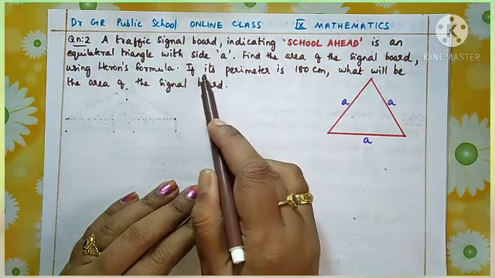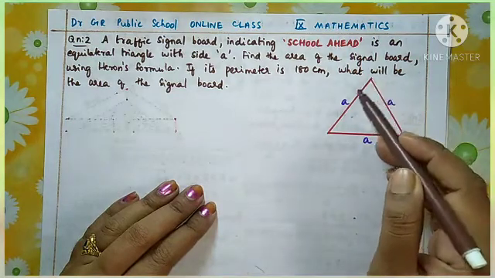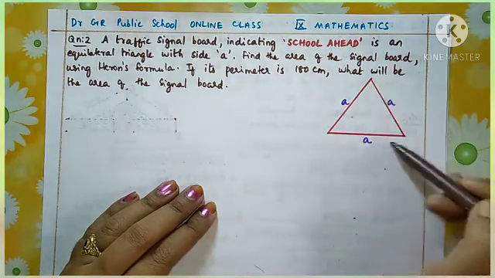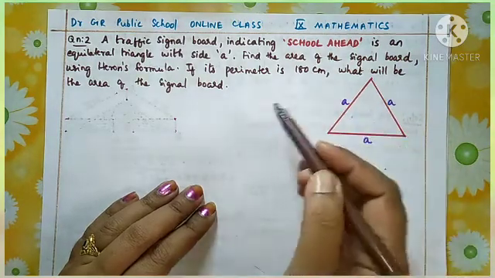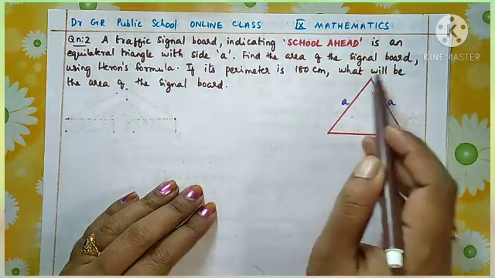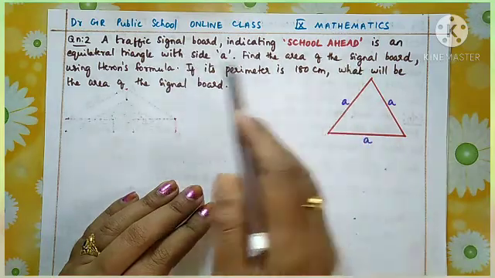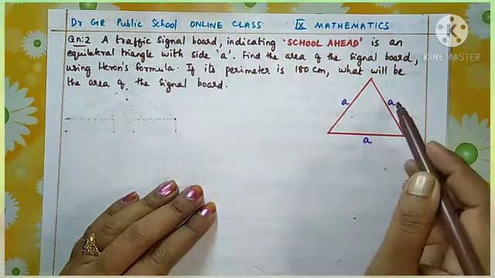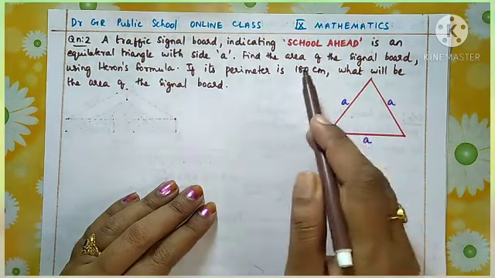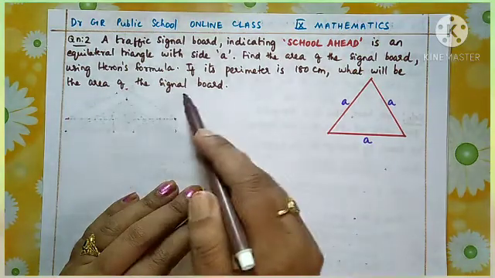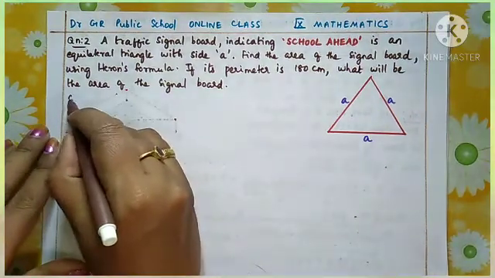After that, given its perimeter is 180 centimeter. Perimeter means adding all the three sides. So it is given the perimeter of this triangle is 180 centimeter. Using that, what will be the area of the signal board? So first you want to find the area of the signal board using the side A. After that you want to use this perimeter to find the real value of the area of the signal board. Okay, yes, so we can do the answer now. Solution.